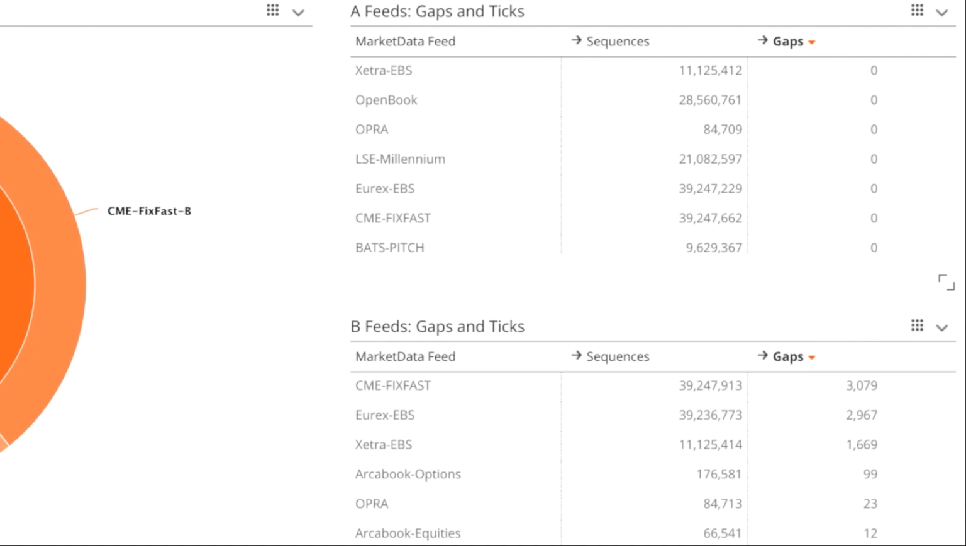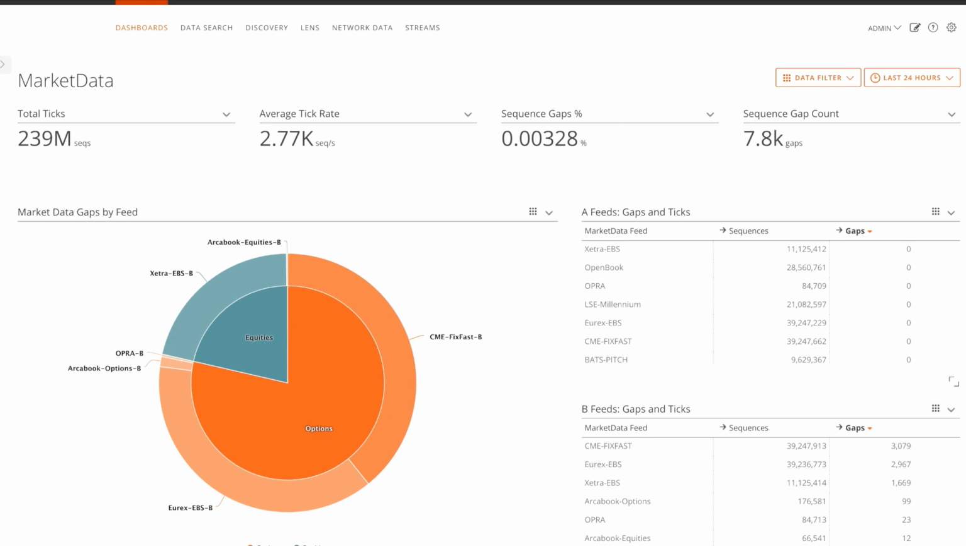Now, the feed handlers themselves are pretty good at arbitrating between this, so this probably won't be causing an issue. But imagine for a moment the A feed were to hiccup or go down, then we can't necessarily guarantee the quality of the B feed. So we should investigate and take a closer look.